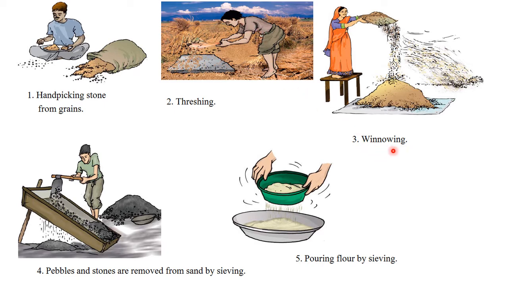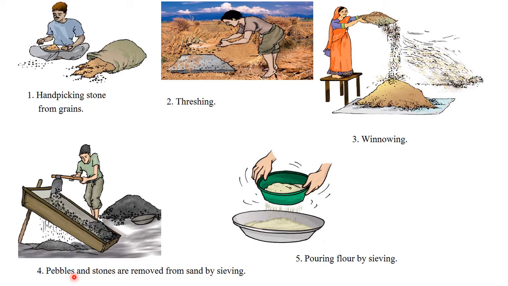Next one is winnowing. Can you see this lady? She is putting the grains into the soup, the winnowing tray. When she shakes it in the presence of air, the husk particles get separated to one side and all the seeds get collected over here. This process is called winnowing.